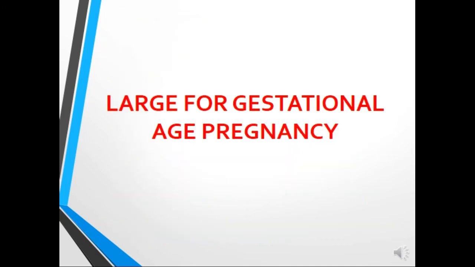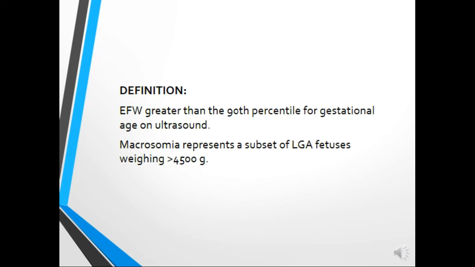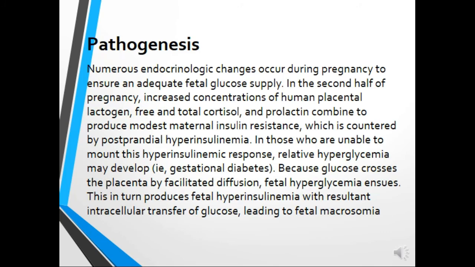هسه نجي على large for gestational age pregnancy. By definition, when the estimated fetal weight is greater than the 90th percentile for gestational age on ultrasound. Macrosomia represents a subset of large for gestational age fetuses weighing more than 4.5 kg. Pathogenesis، اعتقد احنا تكلمنا عليها بالـ diabetic pregnancy.